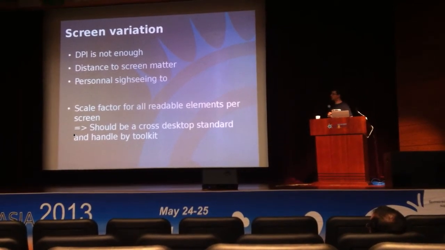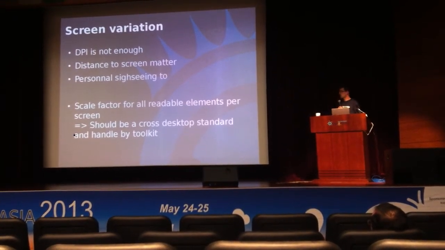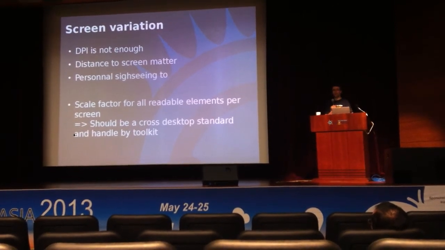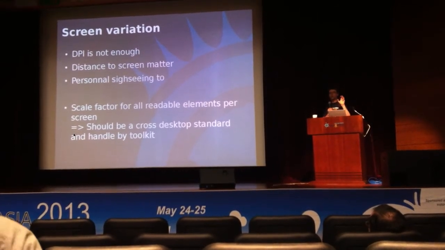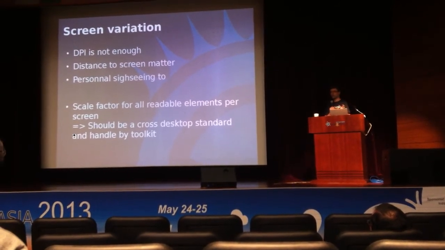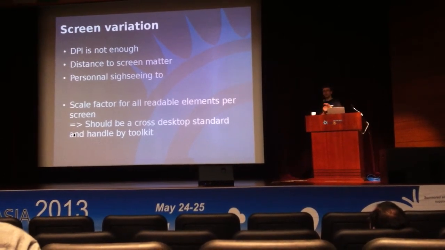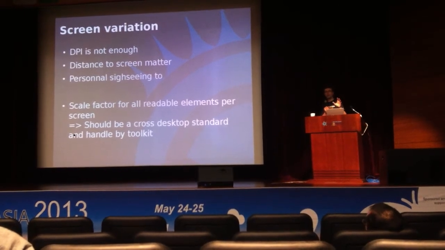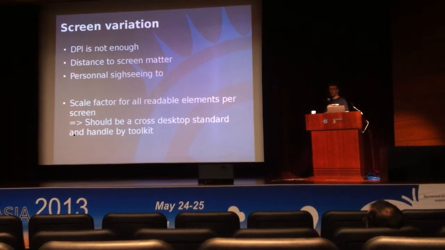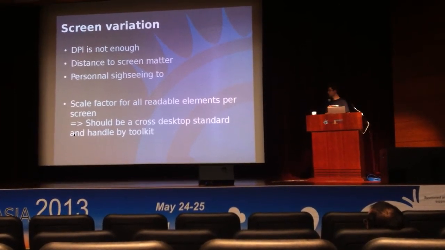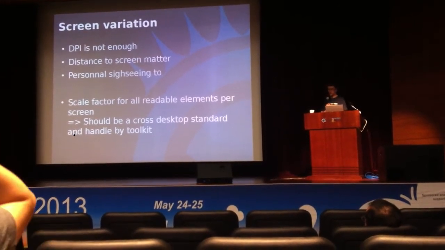So what we need is a scale factor for all the readable elements on the screen. That's what EFL does: for every font and every icon, it will scale them up if the scale factor is bigger, and scale them down if it's smaller. That means everything in the UI will automatically adjust itself to the resolution, the reading distance and the eyesight of the user, making things work on all kinds of screens and devices. This should be a cross-desktop standard, and we should be trying to push that into other toolkits.